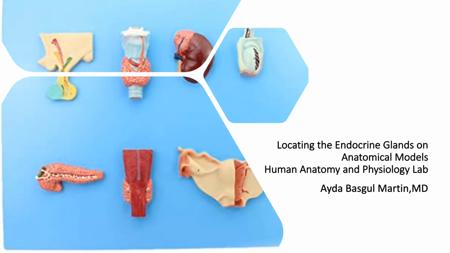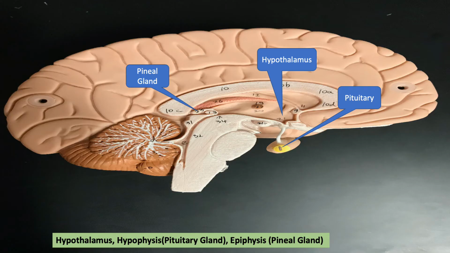After this video, I guarantee you will be able to name and locate the endocrine glands on anatomical models and explain their functions. In this model, you can locate the hypothalamus, a triangle zone, the pituitary gland, and the pineal gland.